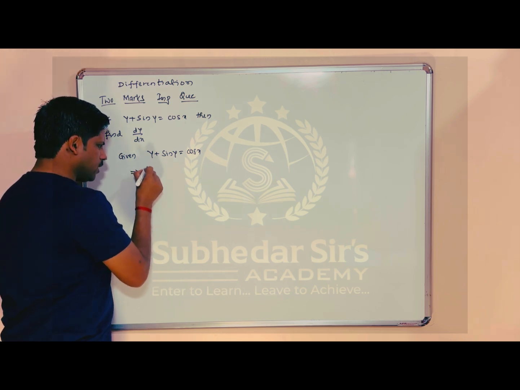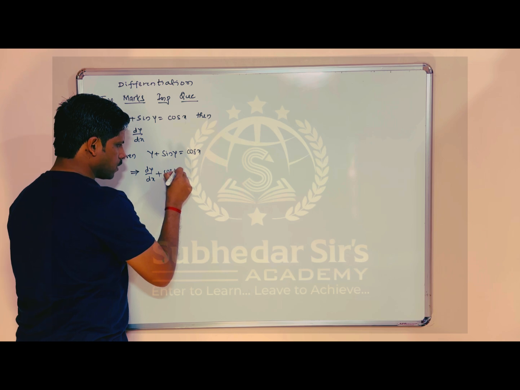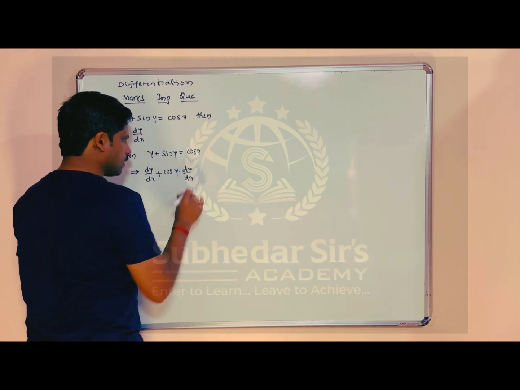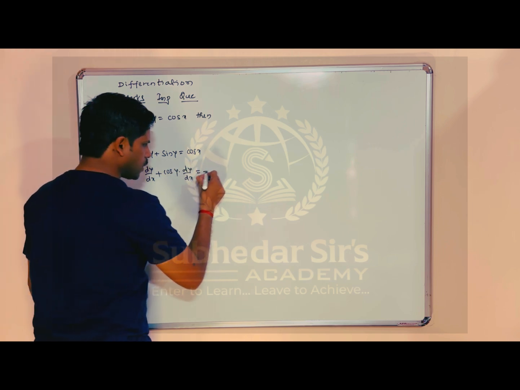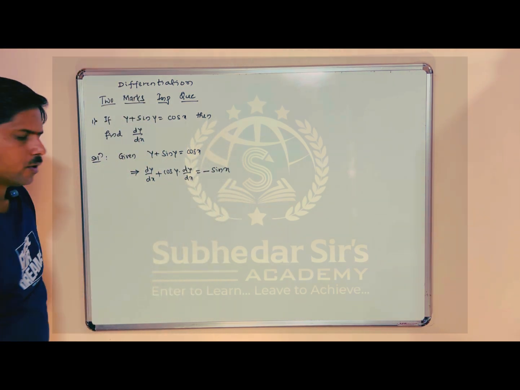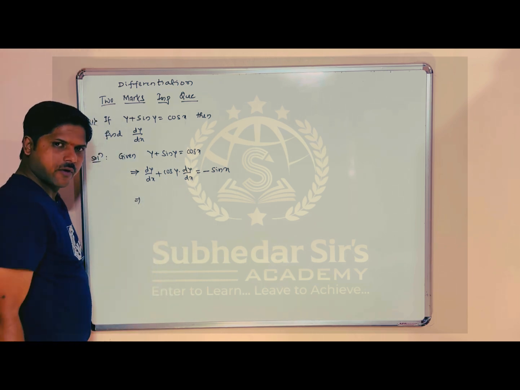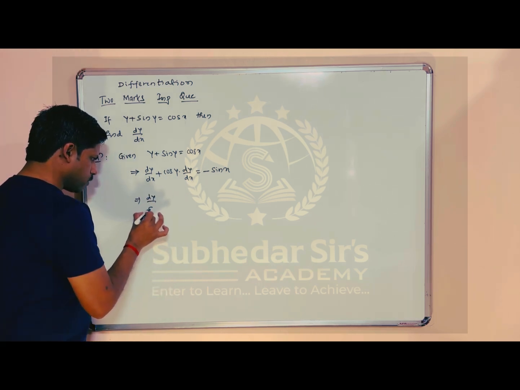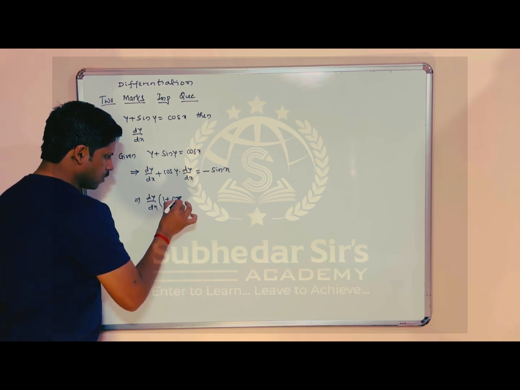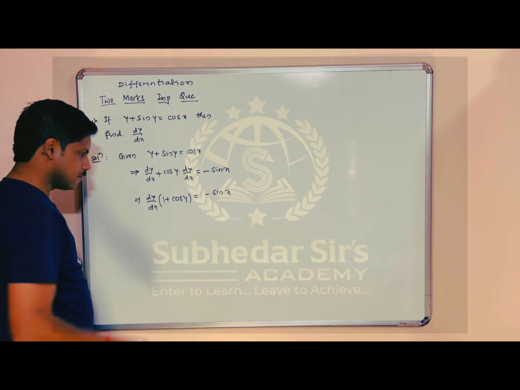Then y differentiation is dy by dx, plus sin differentiation is cos, that is cos y dy by dx, is equal to cos x differentiation, that is minus sin x. All c's are negative. Remember this one. Okay. So next, in these two we have dy by dx common. So take it outside. Dy by dx, here we remain with 1 plus cos y is equal to minus sin x.